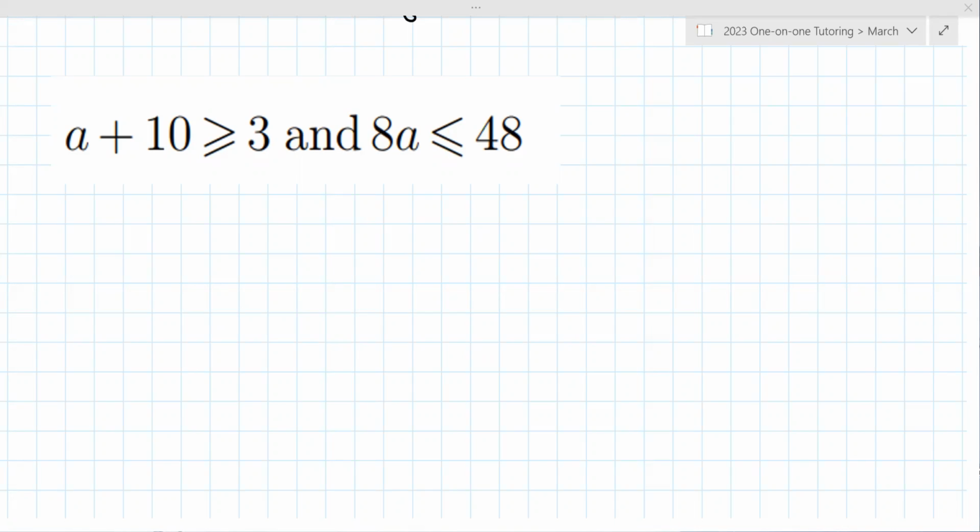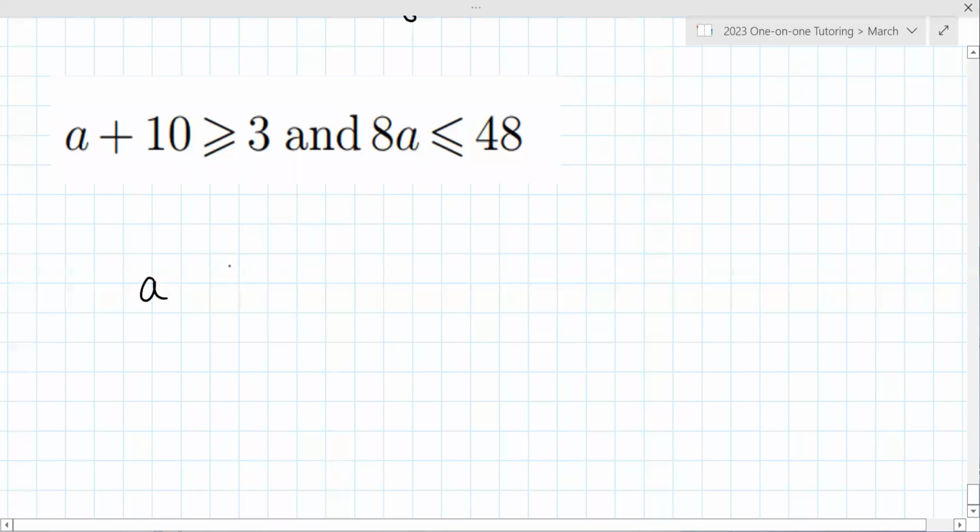All right, I got it. Fully solved. Okay, what do you got on the left here? What's the left one become? A is greater than or equal to -7. Okay, and on the right? A is less than 8. 6. Oh, 6, yeah. 6.